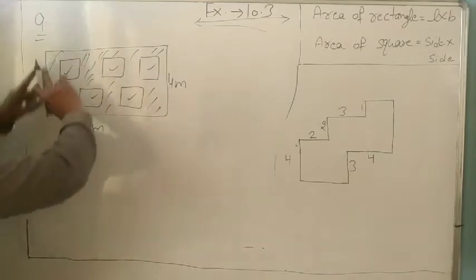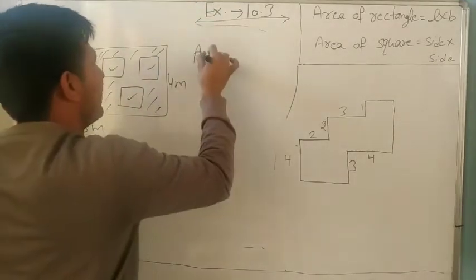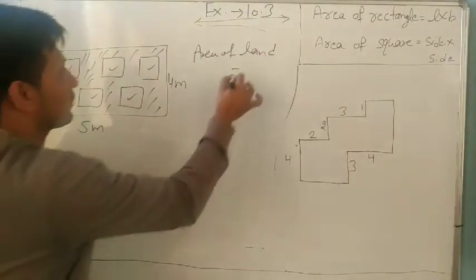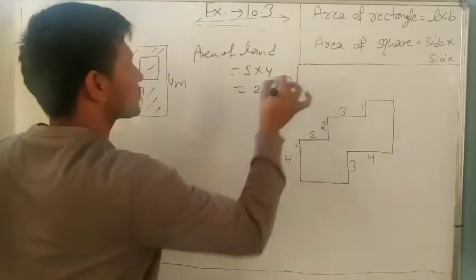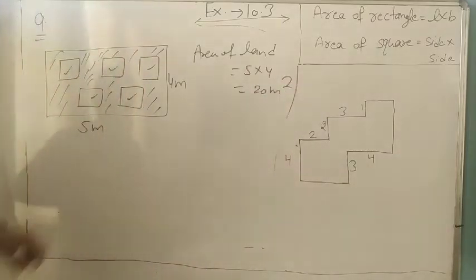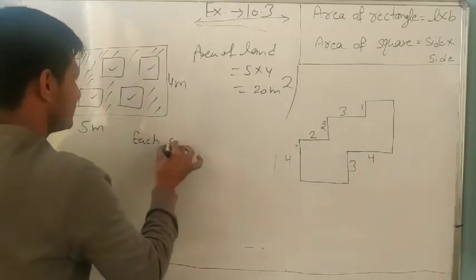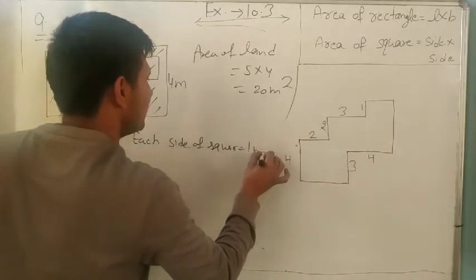How will you find? Total area of rectangle. First we will find the area of land. Area of land is length into breadth, 5 into 4. How much? 20 meter square. Next, how many squares are given? Each side of a square is 1 meter.